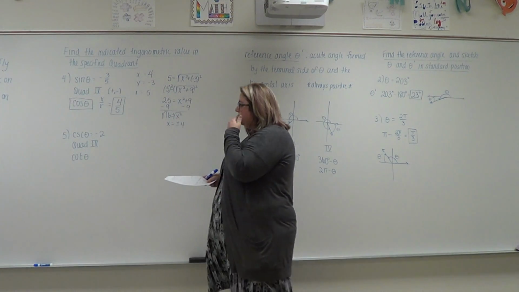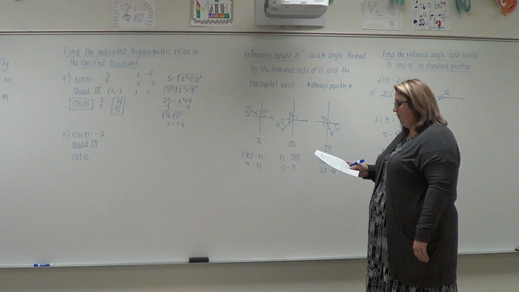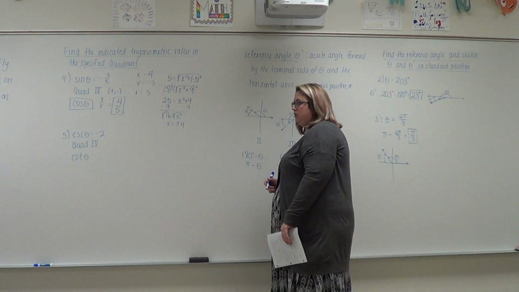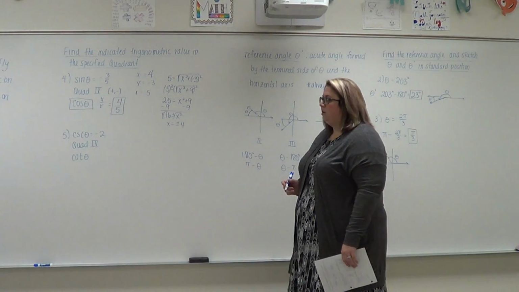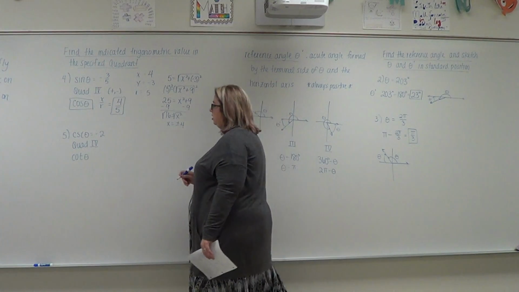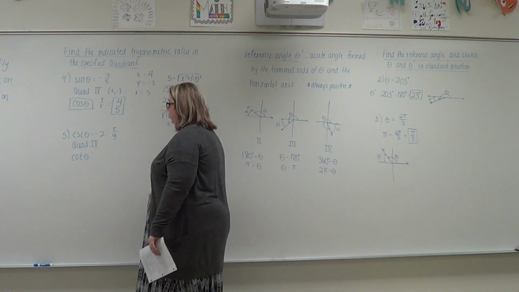Okay, so this time again, cosecant. Now it's in quadrant 4, and I need to find cotangent. Well, cosecant is the reciprocal of sine. So if I know sine is y over r, then cosecant is r over y.